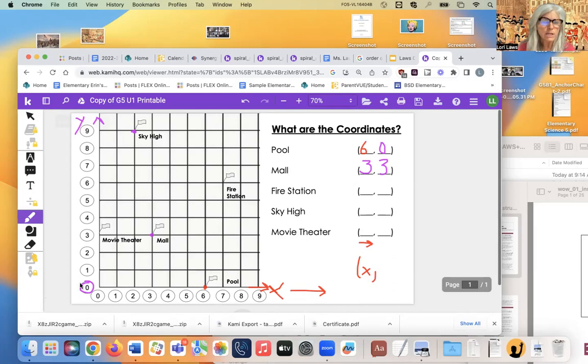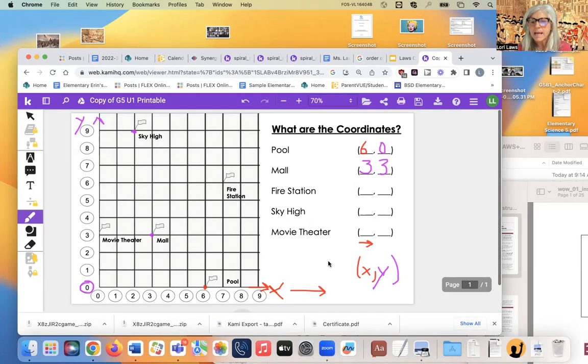The second coordinate is your up-down coordinate. It's your y coordinate. It tells you how far up to go from 0. So we looked at the pool and we said the pool is 6 across, so 6, and 0 up, so 6, 0. The mall is 3 over and 3 up.